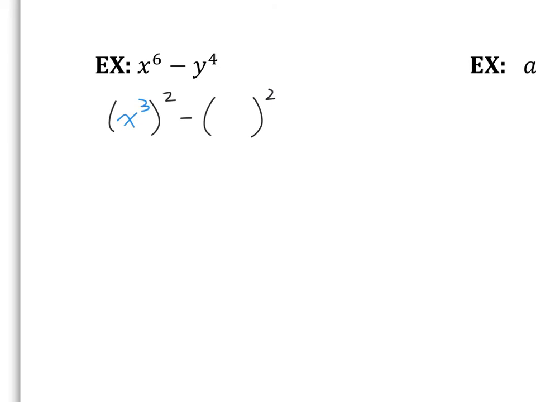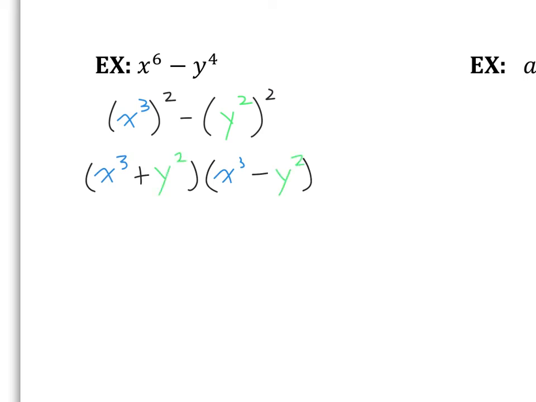And then y to the what power squared is going to give us y to the fourth? Hopefully you recognize, well, if we have y squared, when we square that, we get y to the fourth. So we can kind of rewrite this, right? As we're coming up with our factors, remember, one's going to be a plus, one's going to be a minus, because these are difference of squares. So the square root of my first term is just going to be x cubed. The square root of my second term is just going to be y squared.